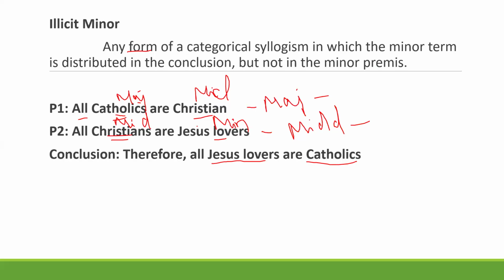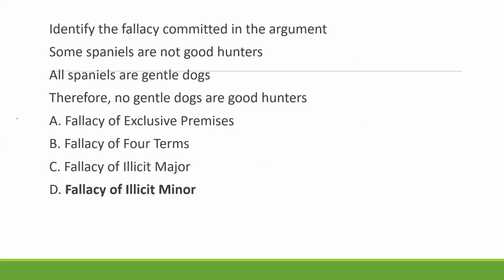The same thing I have given here, you can see. So first, some spaniels are here. Which one is the middle term? Here only I'm going to write. This is called the middle term. Yes, spaniel, the term common to both premises, so middle term. This, good hunters, is the major term. This good hunters has to come in the conclusion predicate term also. The same thing here, gentle dog is the minor term. So this minor term has to come to the conclusion subject term.